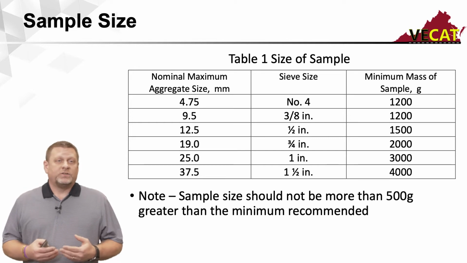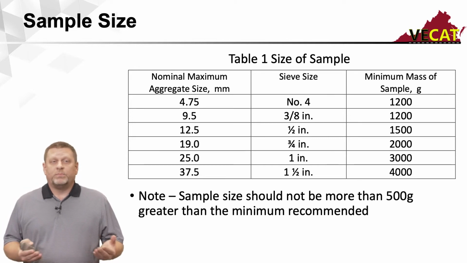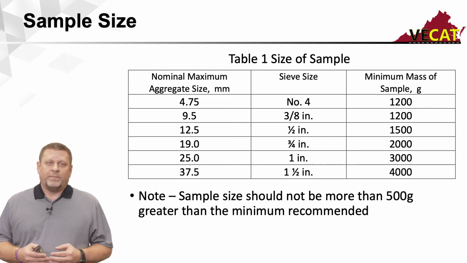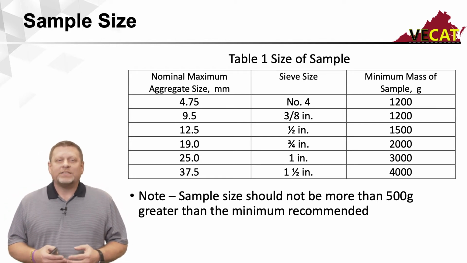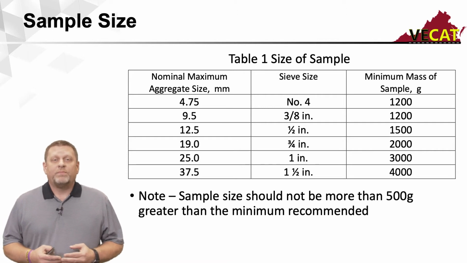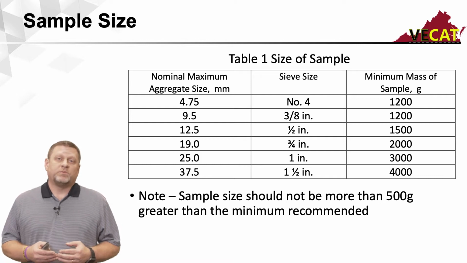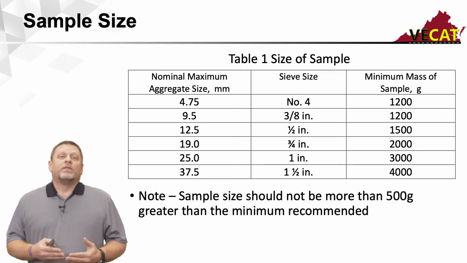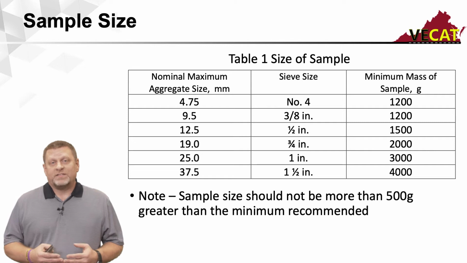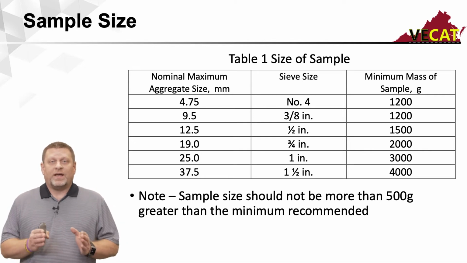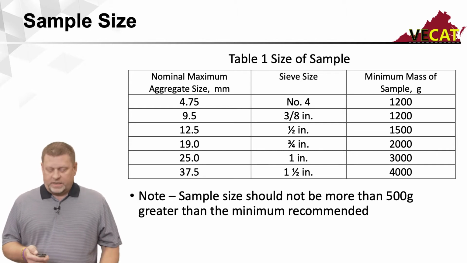As we get larger, the minimum base sample, a typical BM25, is going to be 3,000 grams for the minimum sample. There's also a maximum weight that we can have, and that would be a maximum of 500 grams more than the minimum sample weight. So if we're looking at this SM 9.5 sample here, it says we have a minimum sample weight of 1,200 grams. The maximum sample weight would then be 1,700 grams. So our representative sample has to be within that range in order to do our testing.